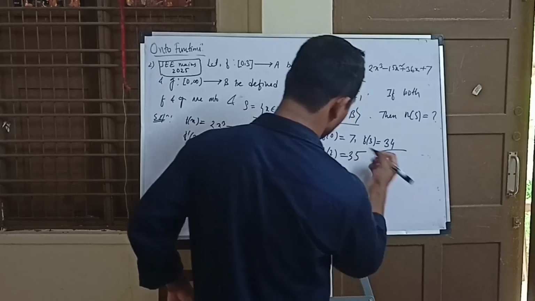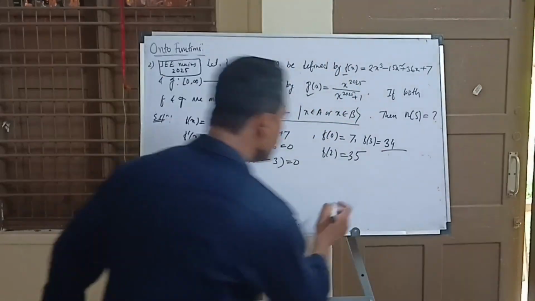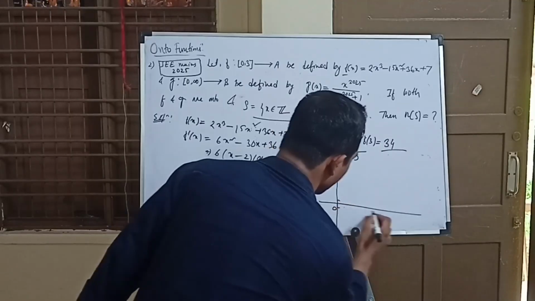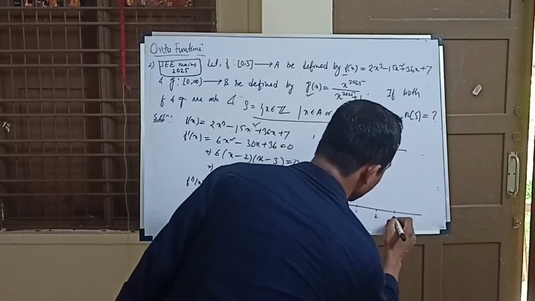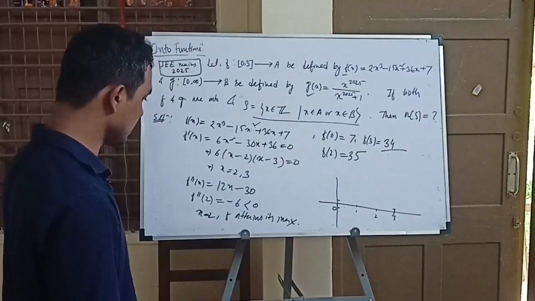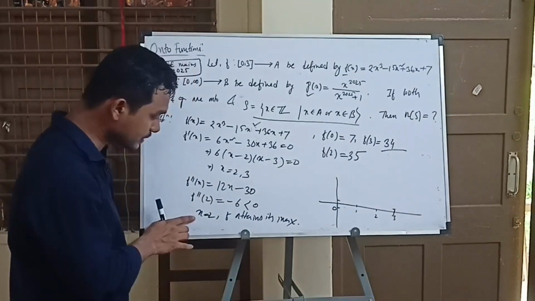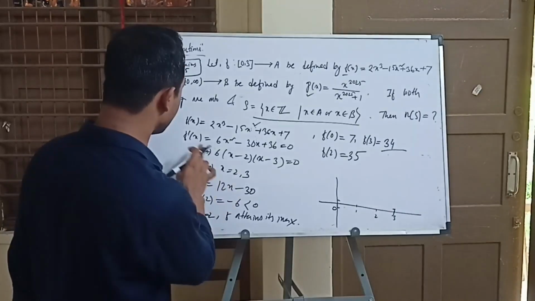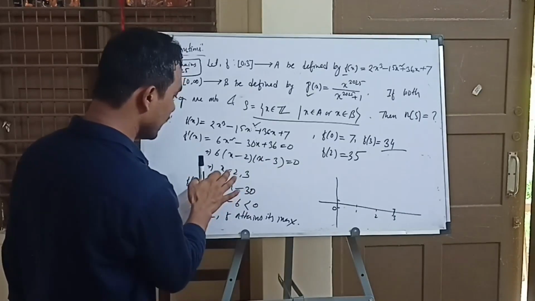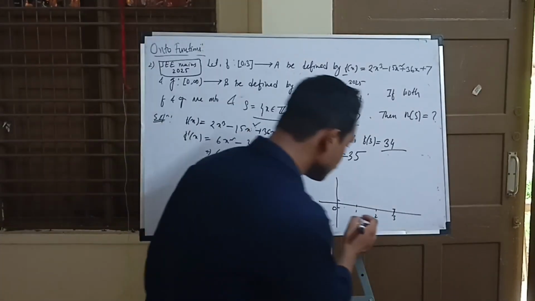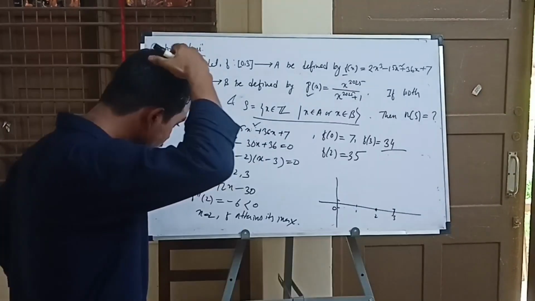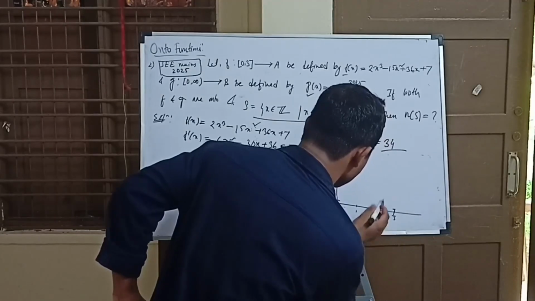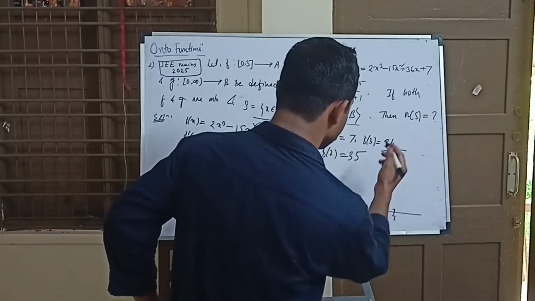F of 35, sorry, correct? That means what? This is a polynomial. The domain is 0, 1, 2, here the 3. Domain is 0, 1 to 3 here. The function changes its nature, right? F dash of x equal to 0 at x equal to 2 and 3. The function changes its nature at x equal to 2. Now the function changes its nature at this interval, correct?